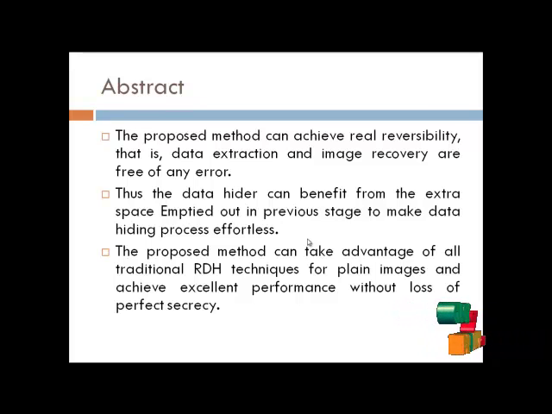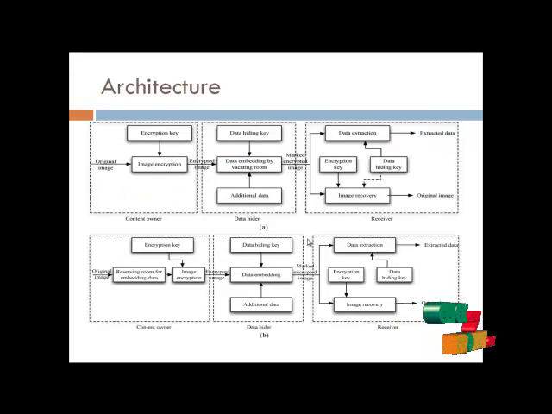First we go to the encryption side, which derives the reserved room before encryption, or vacates room after encryption. Let us see the architecture diagram. First we show the encryption key. The original image is put through the encryption key, and the image is encrypted.